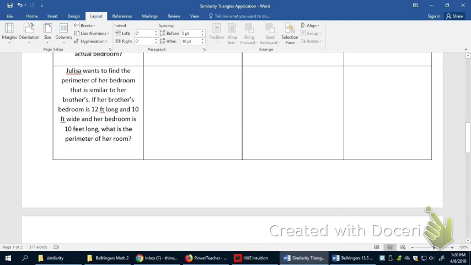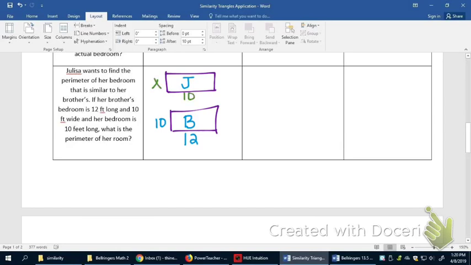Okay? So in this problem, I know that the brother's is 12 foot long and 10 foot wide, and I know hers is 10 feet long. So what are we missing? Her width. If we can know her width, then we can find the perimeter. Okay? So I'm going to make a square just because I know the bedroom's probably not a triangle. I'm going to say that this is Julia's and this is the brother's. So the brother's I know is 10 by 12. And I know that Julia's is 10 feet long, but I don't know the width.